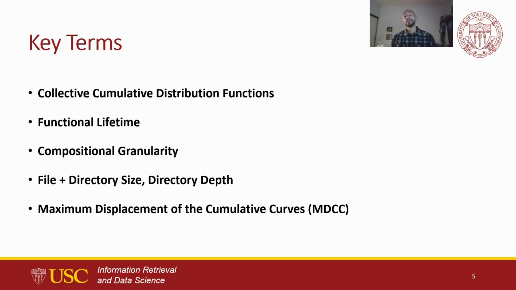In regards to the key terms, cumulative distribution functions are one of the most important terms. This is defined as a summary of multiple frequency distributions in a single graph. Next, functional lifetime, which was described earlier. This is the difference between a file's age and the time since its last access. Compositional granularity is defined as the size of records that compose the file.